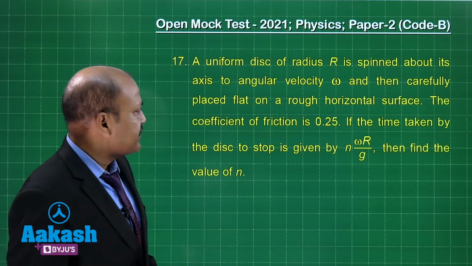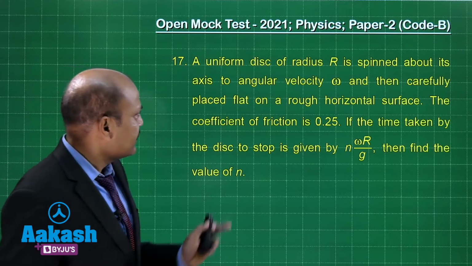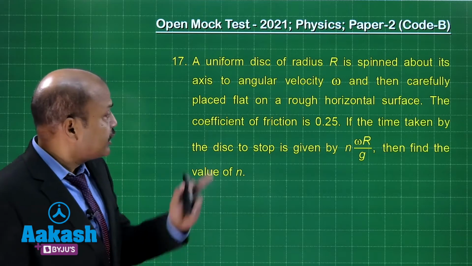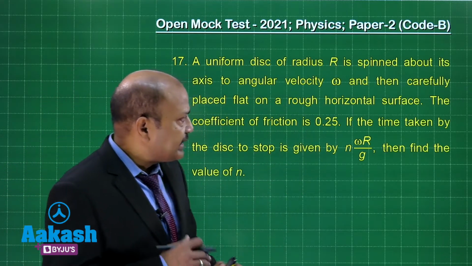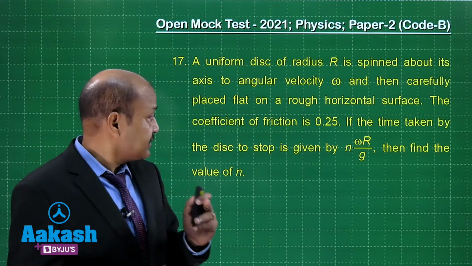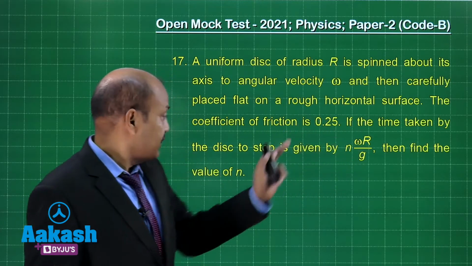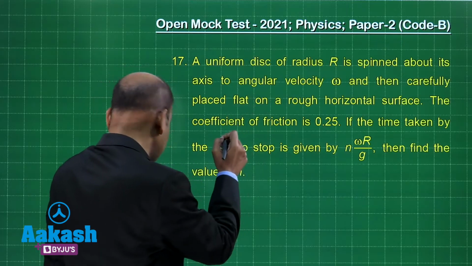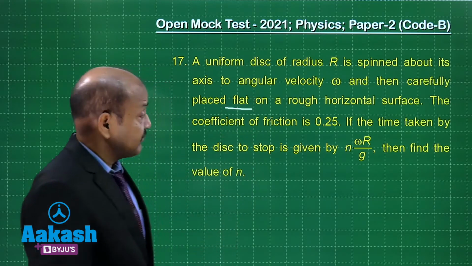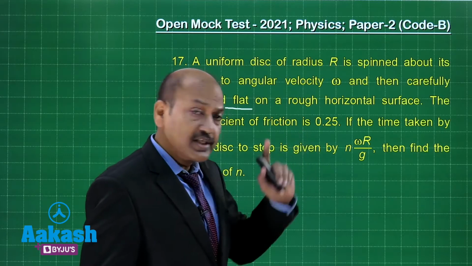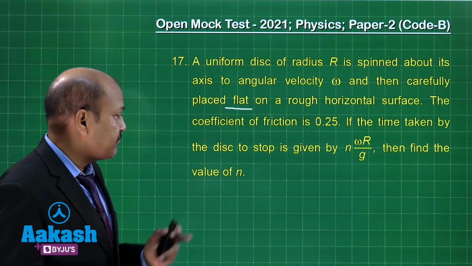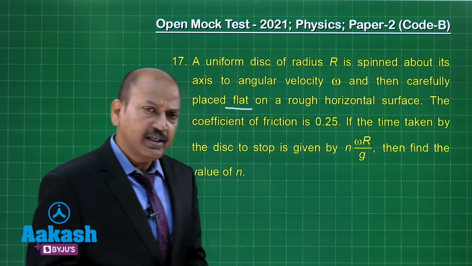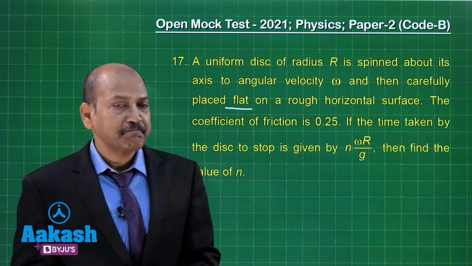We are into question 17 now, and it says a uniform disk of radius r is spinned about its axis to angular velocity omega and then carefully placed flat on a rough horizontal surface. Well, this word flat is very, very important because it gives an altogether different meaning to the question. The coefficient of friction is 0.25. If the time taken by the disk to stop is given by n times omega r by g, we have to find the value of n.